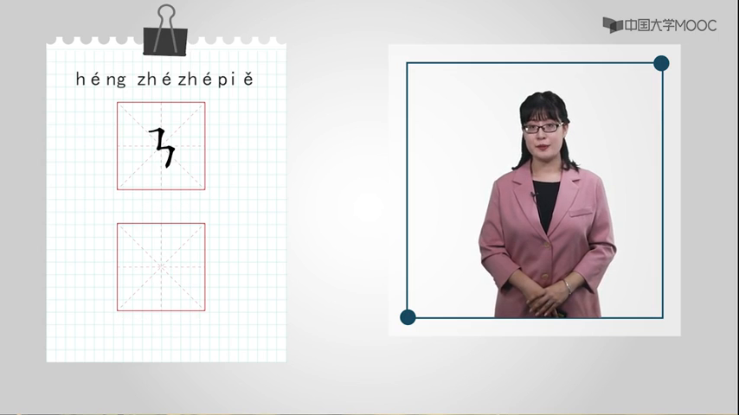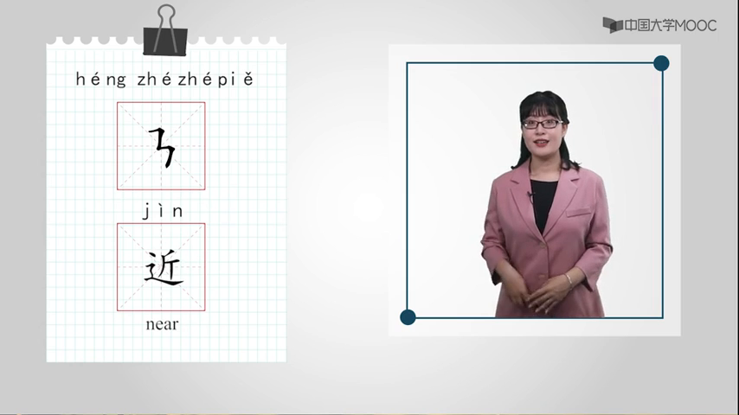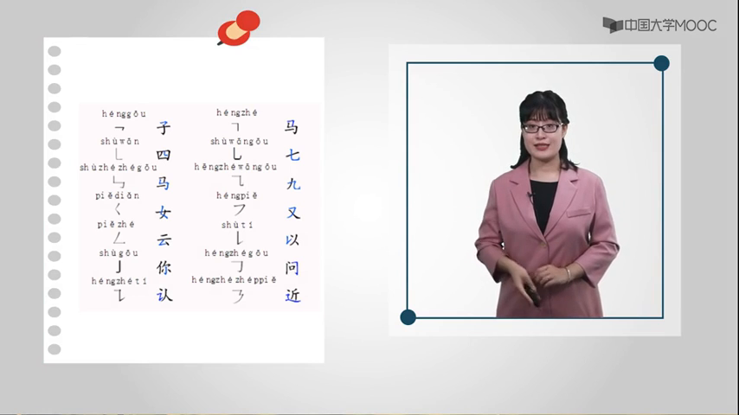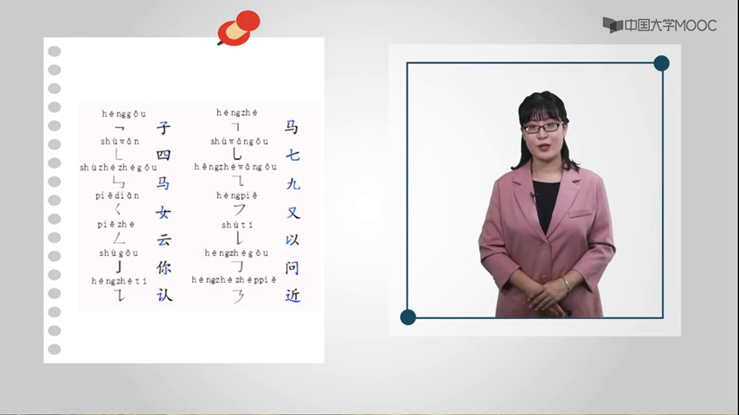横折折撇. This is 横折折撇. It writes like the sixth stroke of 近, near. Here are the most commonly used compound strokes we have learned today. Have you got it?